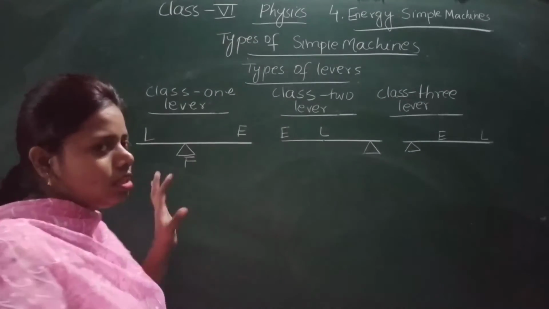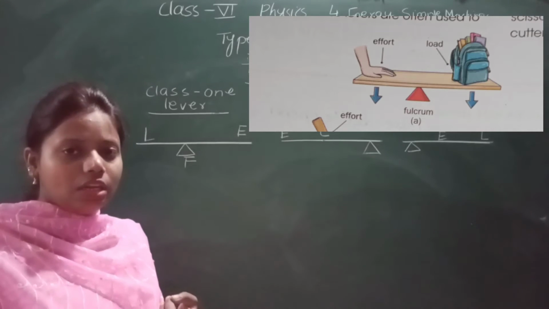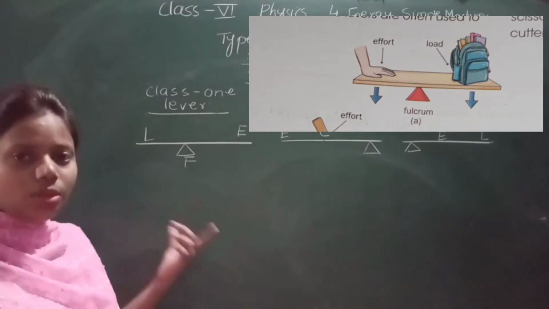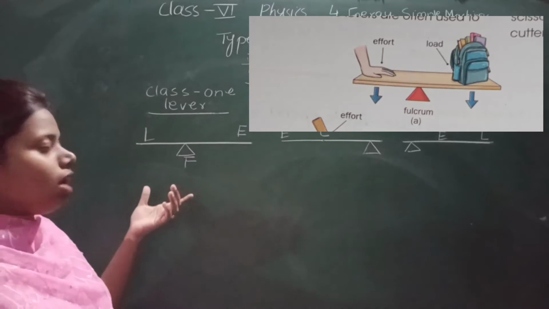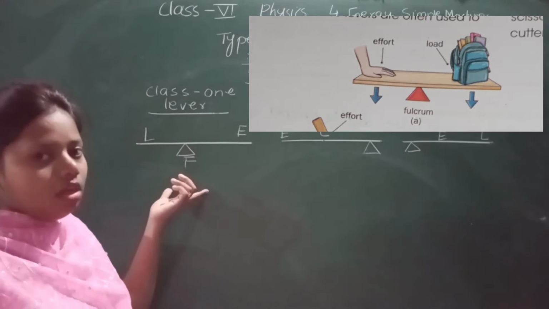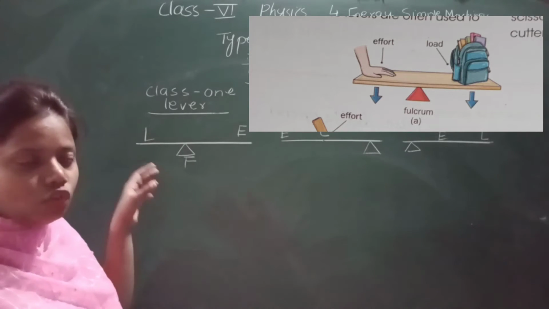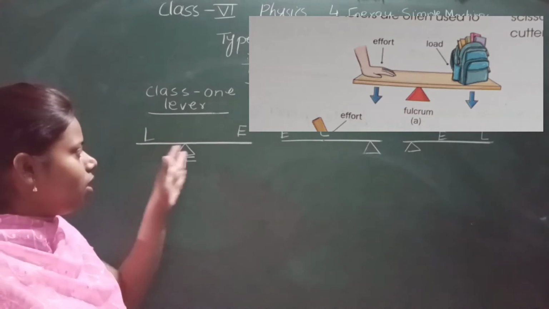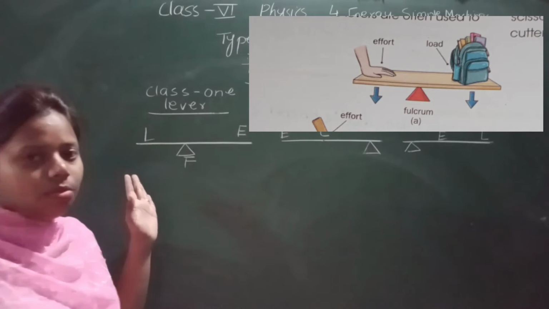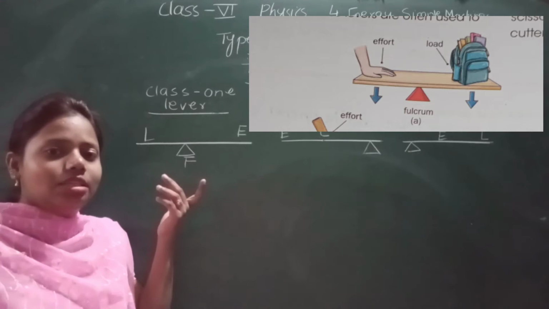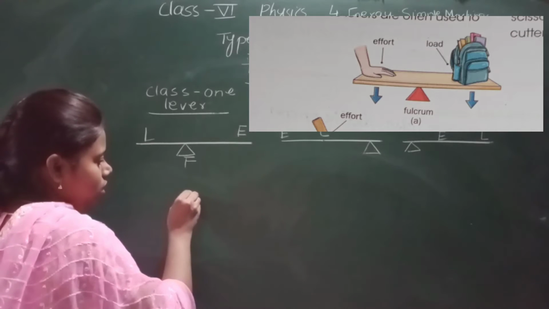First of all, let us see what is the class 1 lever. I said that in a lever 3 parts are there: fulcrum, load, effort. In all the levers there are 3 parts. In the case of class 1 lever, your fulcrum will be in the middle of the load and the effort. It doesn't need to be exactly in the middle, it can be somewhere in between, with effort and load on the sides and the fulcrum in the middle. The example of this first class lever is scissors. Scissors you have seen.